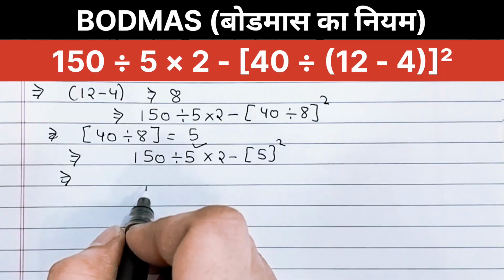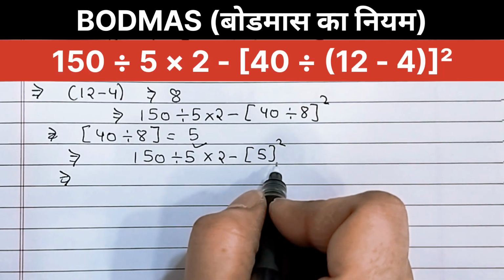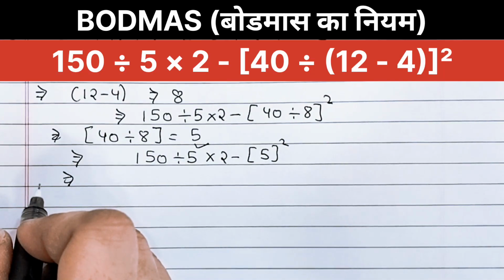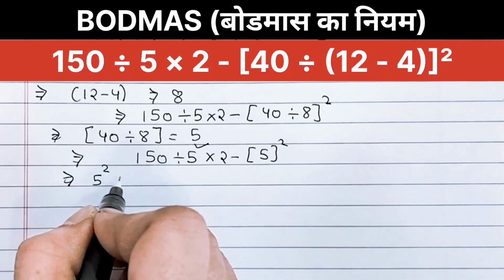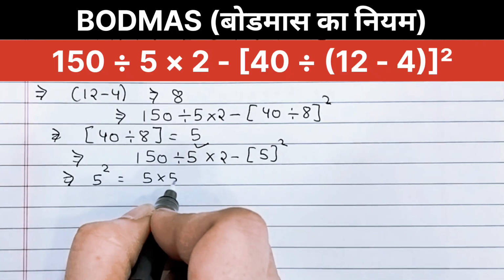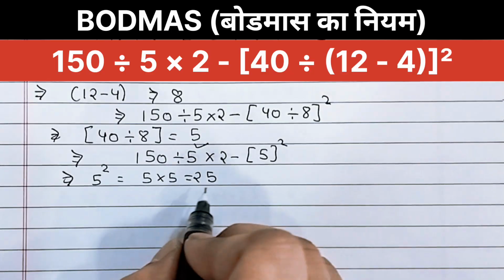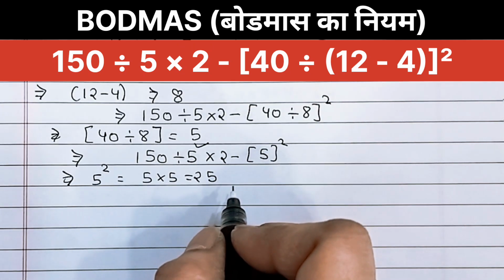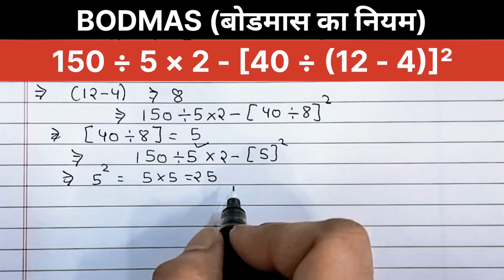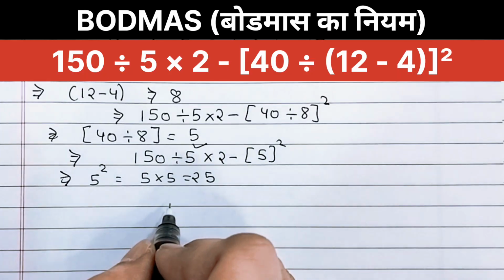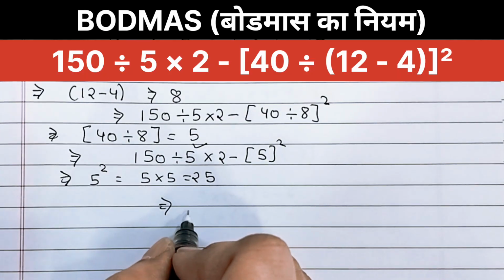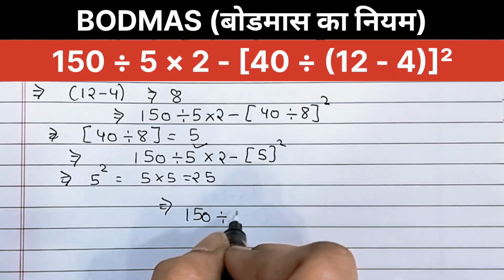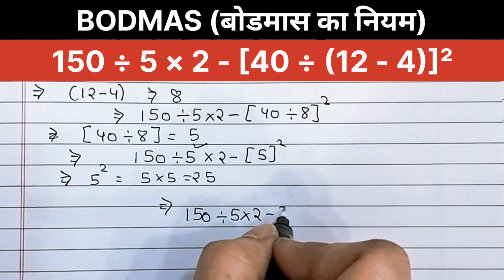So now the third step says orders, exponents, powers. We address the power 5 squared and we solve 5 multiplied by 5 equals 25. According to this step, orders are the second priority in BODMAS and we must evaluate powers before performing basic arithmetic like multiplication or subtraction. So now the expression becomes 150 divided by 5 multiplied by 2 minus 25.